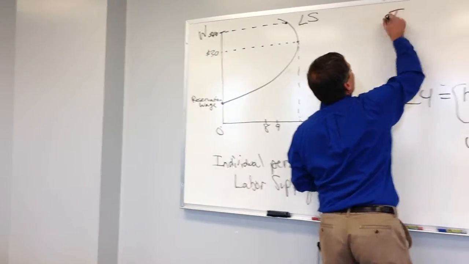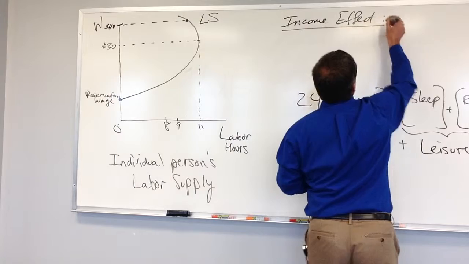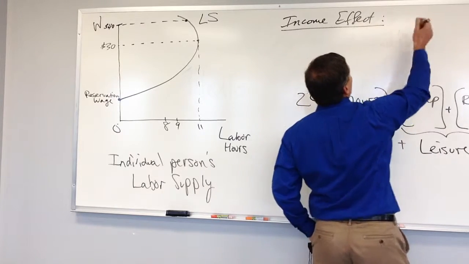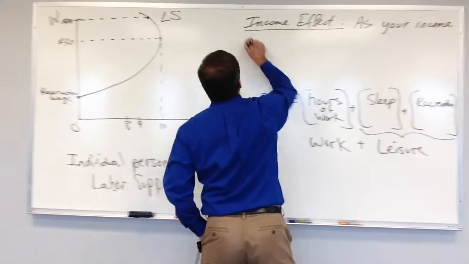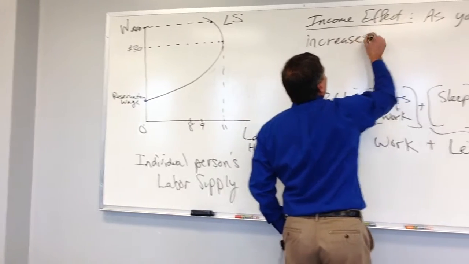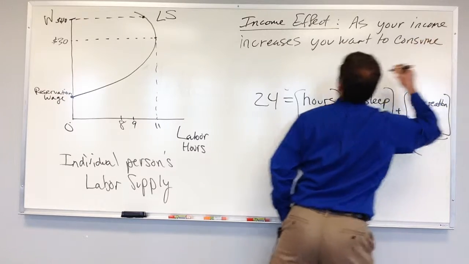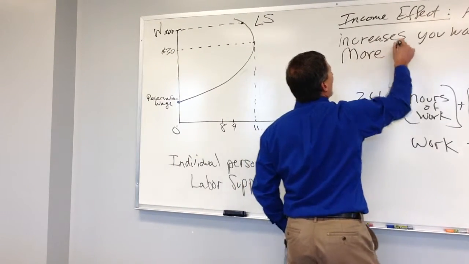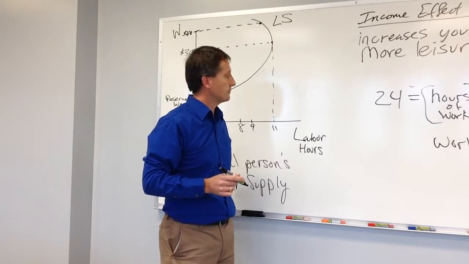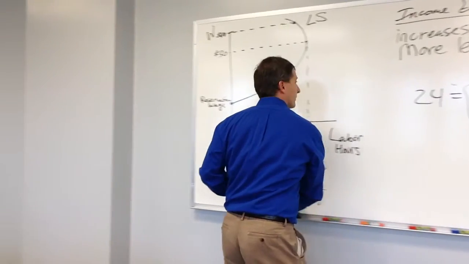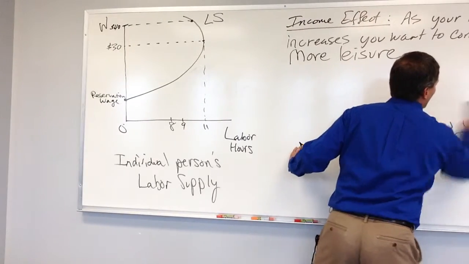That's the income effect. So the income effect in the labor market here is that as your income increases, you want to consume more leisure. The substitution effect is the one we've been working on.